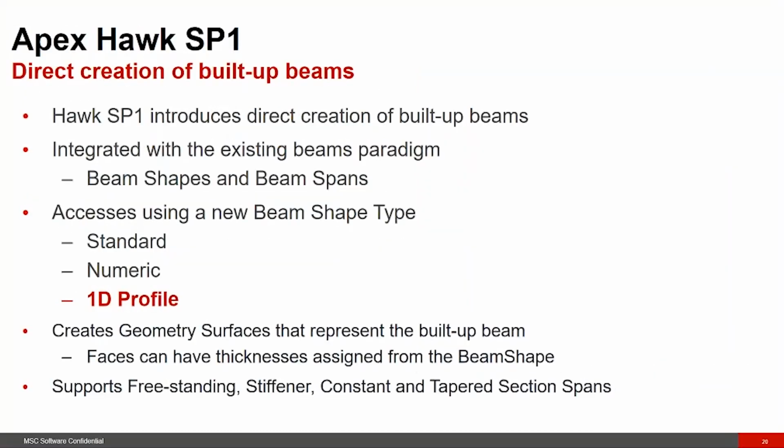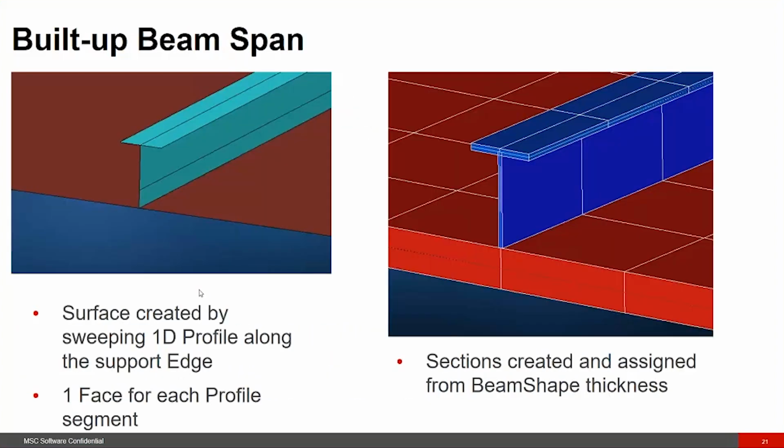And where do we create this one? In the beam tool, in addition to what we had, standard beam creation and numeric beam creation, we are now introducing what is called 1D profile. And using that profile, you can create that shape and you can sweep that shape along a curve to create the beam elements. I mean beam-like structures. Okay, so let's take a look at this demo.